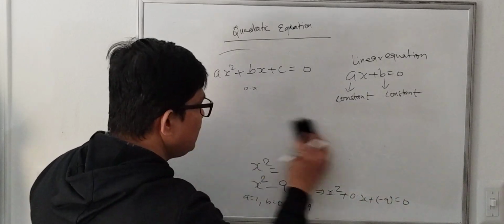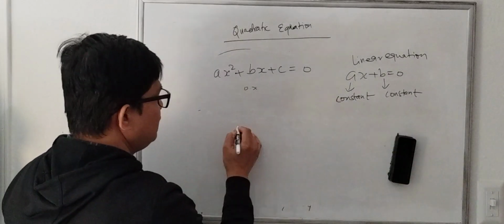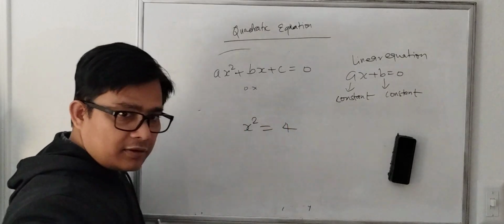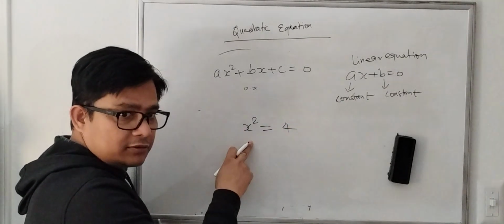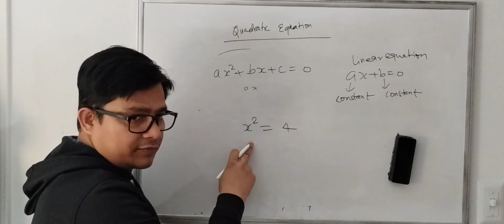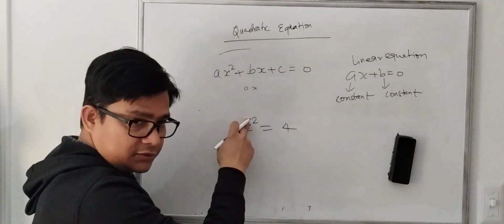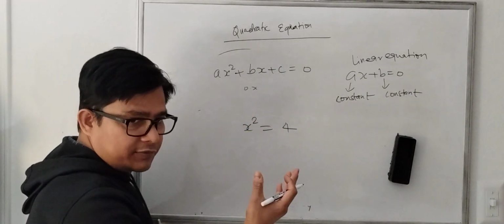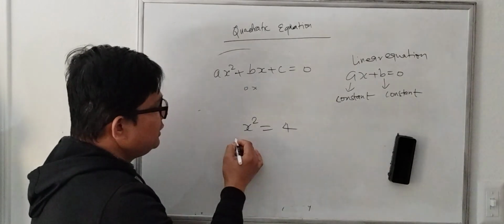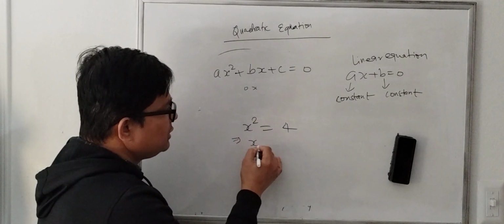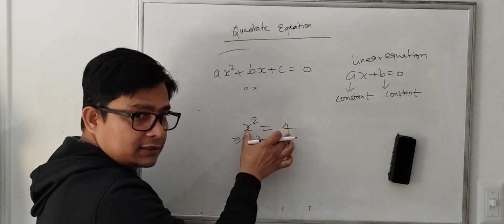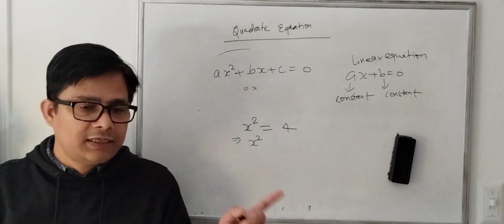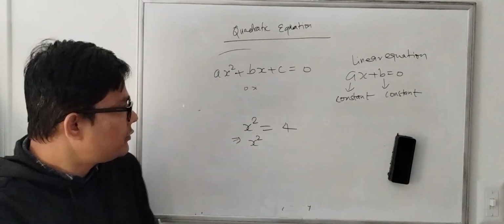Now you can have something like this: x squared is equal to 4. Okay, this is also a quadratic equation because the maximum power is 2. Whenever you see maximum power 2, it's a quadratic equation. So this one, if you have to convert this equation into the ax squared plus bx plus c is equal to 0 form, what do you have to do?